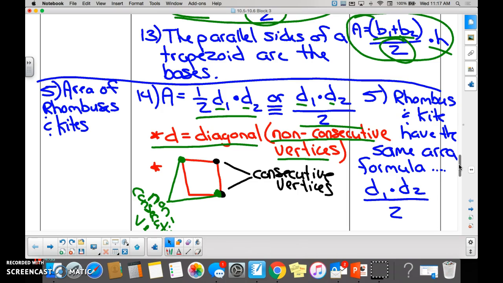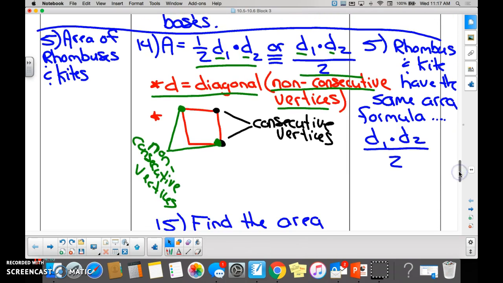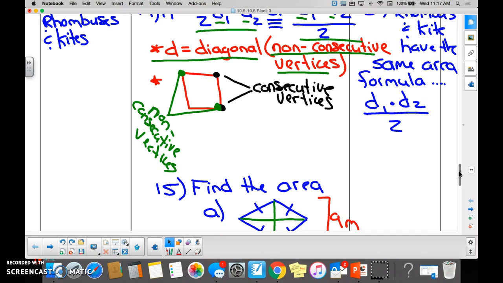Okay, so we drew you a picture down here. The black dots, do they represent consecutive or non-consecutive vertices? Consecutive. The black dots represent consecutive vertices, so these just make an edge or a side. The green dots represent what kind of vertices? Non-consecutive. Okay, so then with non-consecutive vertices, can we draw a diagonal? Yes, like I just did.